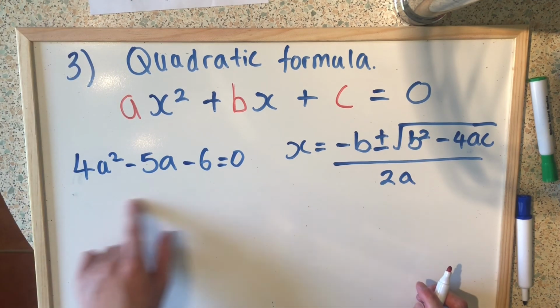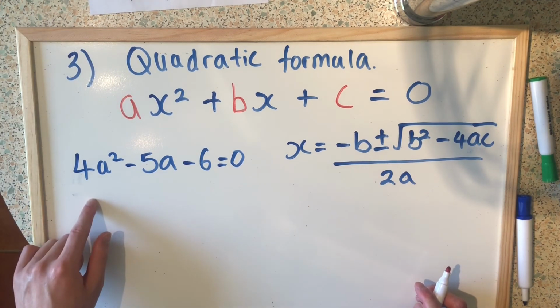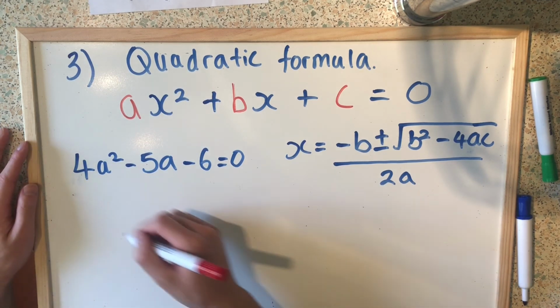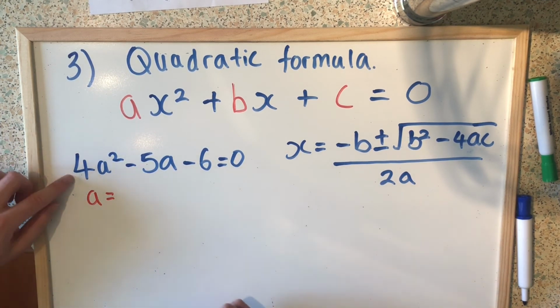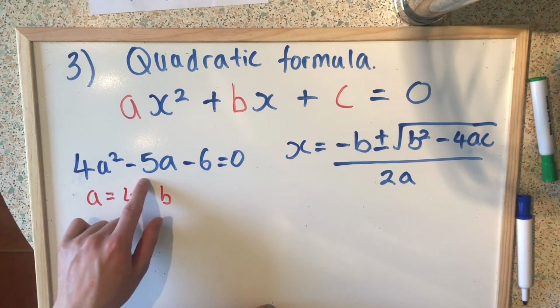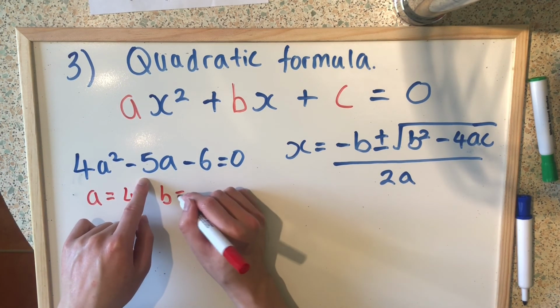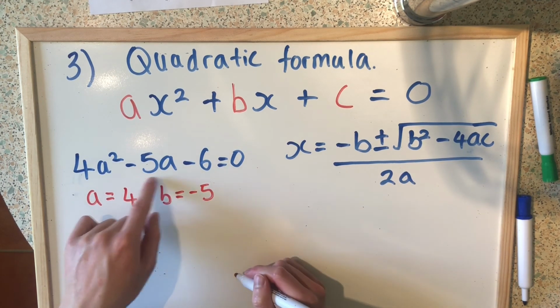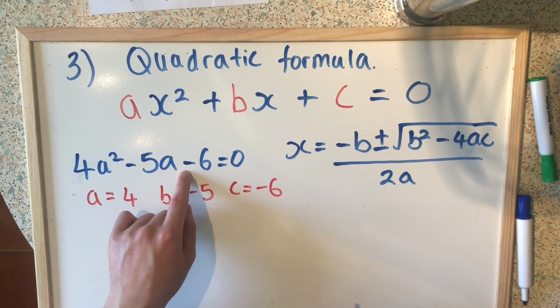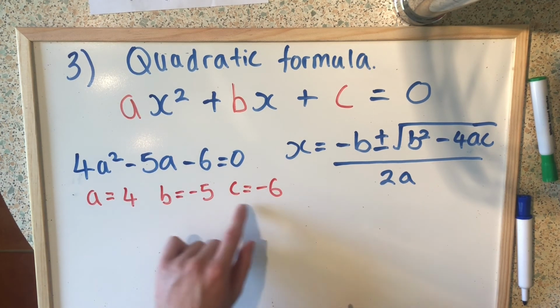So let's solve this equation. I would always advise you to write out your a's, your b's and your c's first. So a, we can see, is equal to 4, b is equal to not 5, but negative 5, and c is negative 6. It's really important you don't forget these negatives.